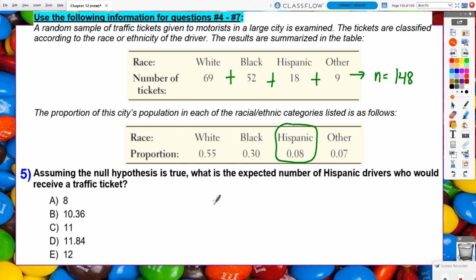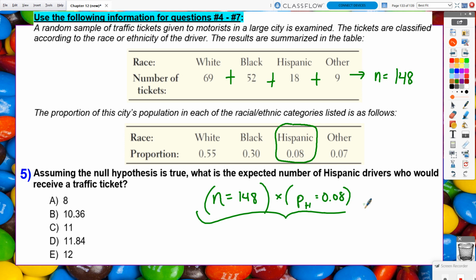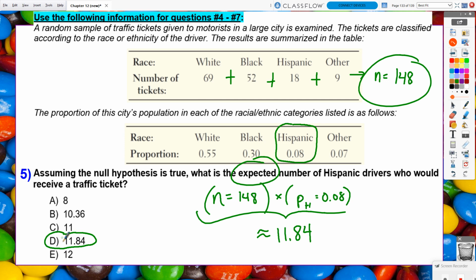So again, we take our sample size of 148 and we multiply it by the claimed population proportion for Hispanic drivers of 8%. And let's see, 148 times 8%, we would expect approximately 11.84 of the 148 tickets to go to Hispanic drivers. Now, can I really have 11.84 Hispanic drivers receiving a ticket? No, but it is just the expected number. So I would say the correct answer is D right here.